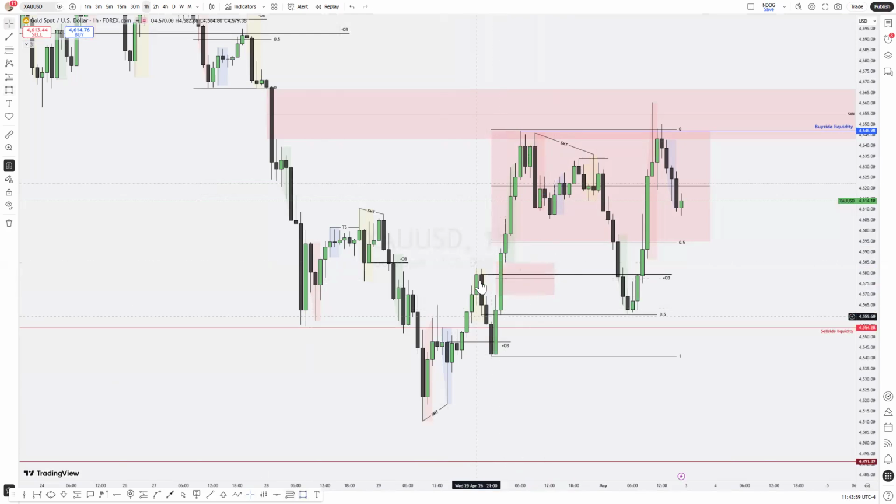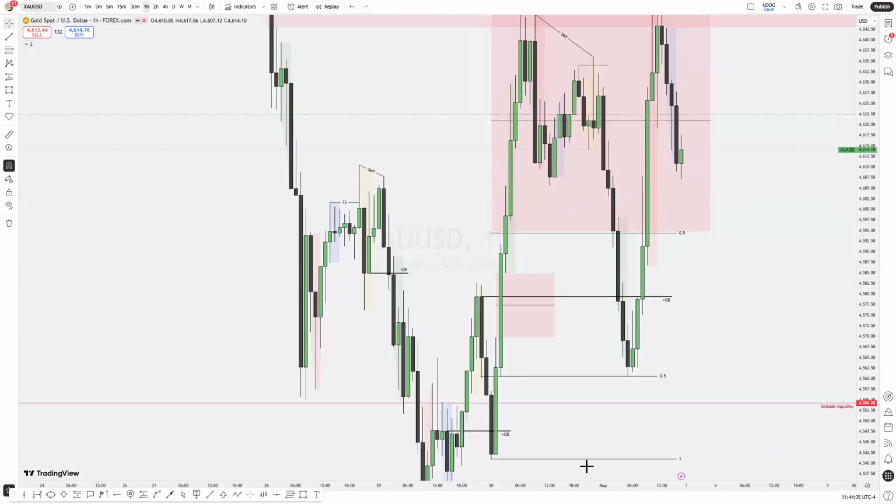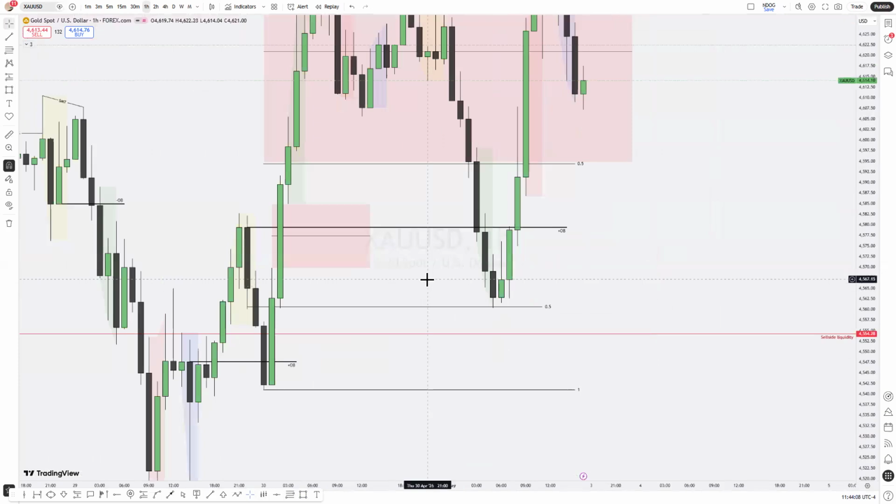Fair value gap right here on the hourly time frame, and also this order block right here. These three consecutive candles to the downside. Now take note of exactly how the algorithm moves with precision. We traded lower, not just to a random spot. We traded down to the midpoint of this order block, three consecutive candles.